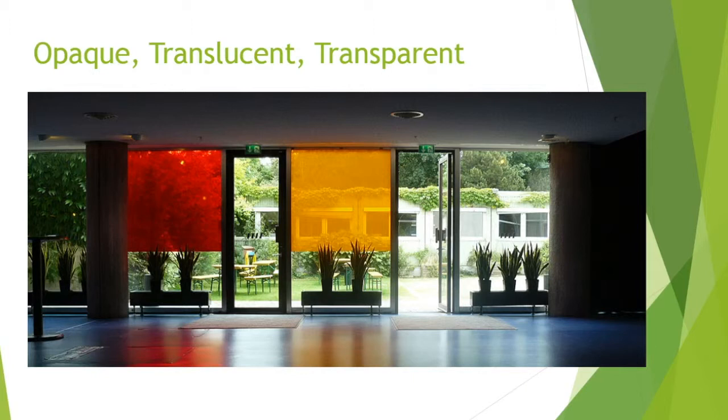So just so you know these terms, we have opaque, which means that the light can't pass through at all. Translucent, which is some light passes through. And transparent, which is all the light passes through. So in this image, we have a wall over here, which is opaque. We have some windows over here, which are transparent. And then we have some examples of translucent. So some of the light is passing through.